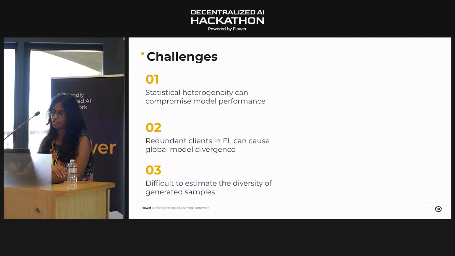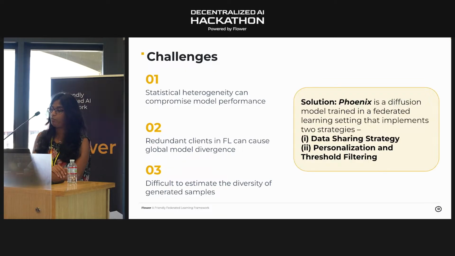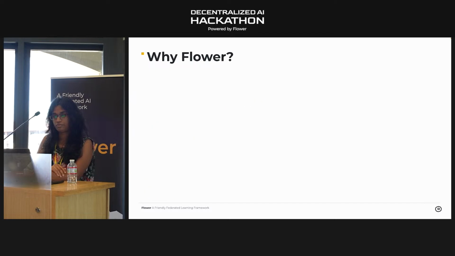So keeping those challenges in mind, we came up with a model called Phoenix, which was the world's first diffusion model trained in a federated learning setting that implements two strategies to overcome some of these challenges. The first are a data sharing strategy and a personalization and a thresholding filtering strategy.